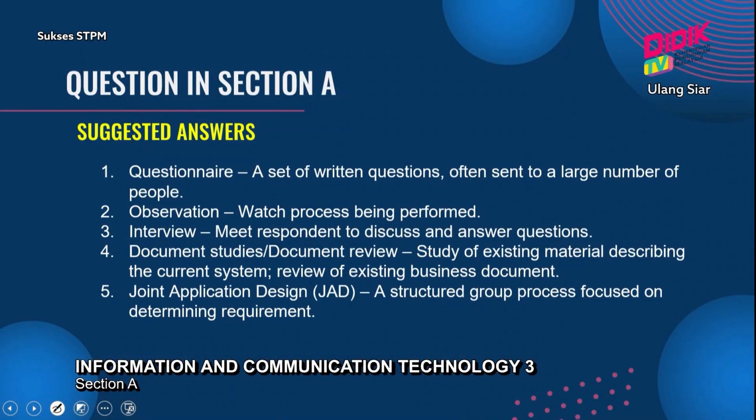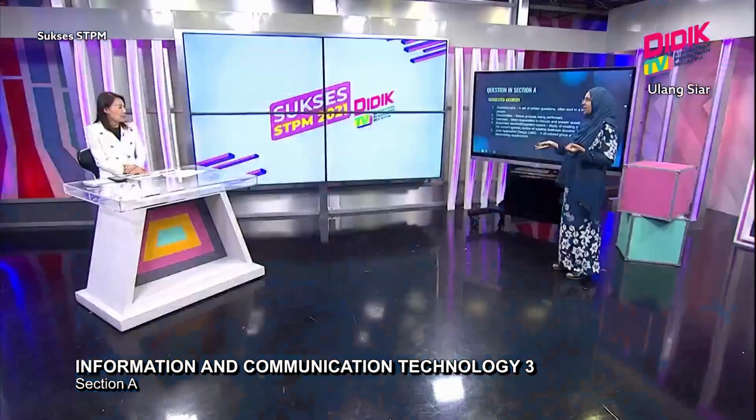Okay, so these are the suggested answers. Asking for 2, but I give more. Alright, so the question is asking for method. So the first method is questionnaire. Okay, so you get mark there. And then since the question asks you to discuss, you give some points about questionnaire. So what is questionnaire? It's a set of written questions often sent to a large number of people. That's it. It's very straightforward, right? Yes, very straightforward.